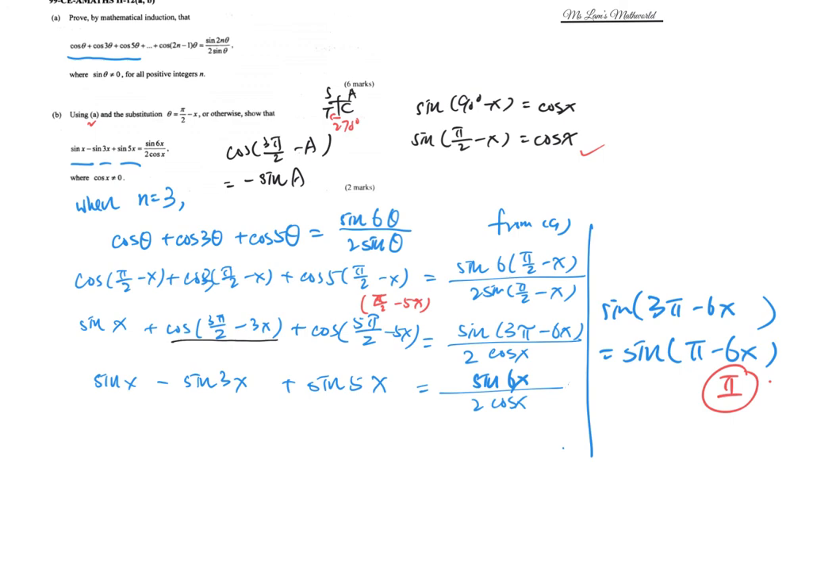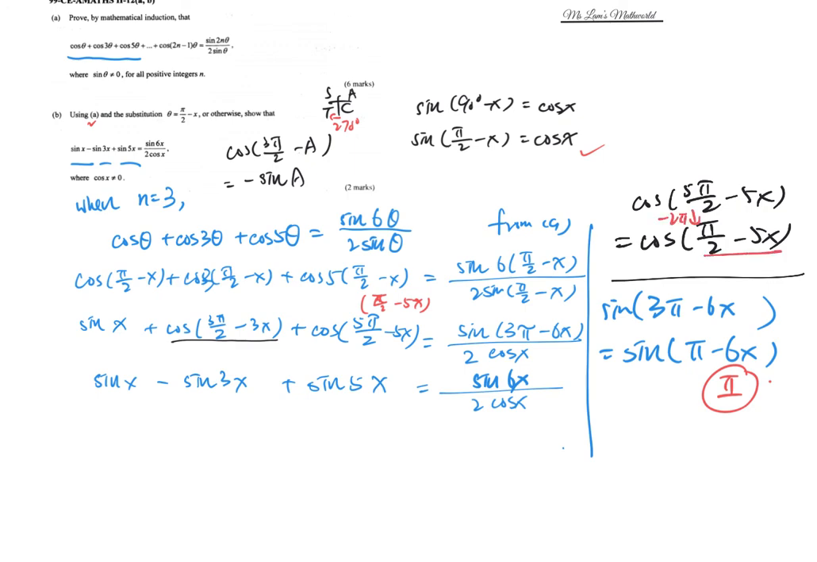If you can't understand this one, let me write one more step for you. If you get 5 pi over 2 minus 5x, then minus 2 pi. So you get this one to be quadrant 1. That's why this one is positive, and becomes sine 5x. So this is quadrant 3, and this one is quadrant 1.